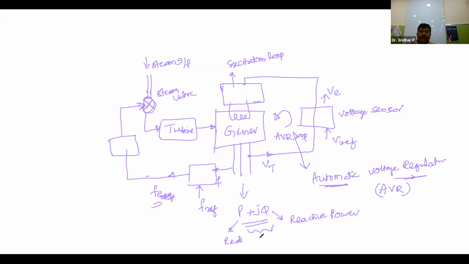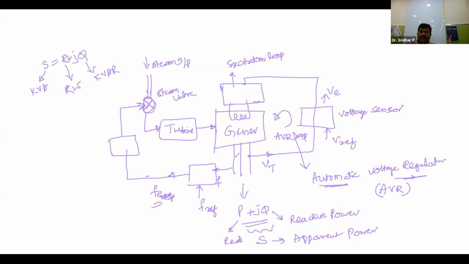These two combined are called the apparent power. So S is equal to P plus jQ. P is the real power, Q is the reactive power. The units are kVA, kW, and kVAR. This apparent power can be split into two, real power and reactive power, P plus jQ. So this is the output of this particular generator.